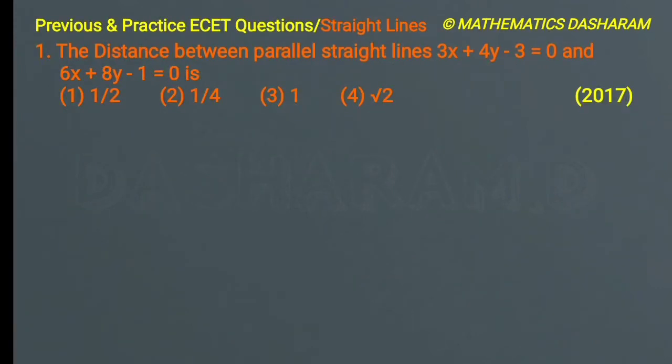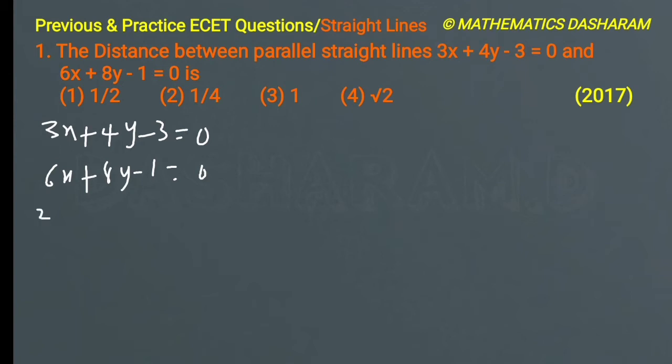The first question: the distance between the parallel straight lines 3x plus 4y minus 3 equals 0 and 6x plus 8y minus 1 equals 0. This question was asked in the year 2017. He gave 4 options. He said parallel straight lines, so the x coefficient must be the same and the y coefficient also the same. But here different coefficients are given. So the first equation is 3x plus 4y minus 3 equals 0 and the second equation is 6x plus 8y minus 1 equals 0.